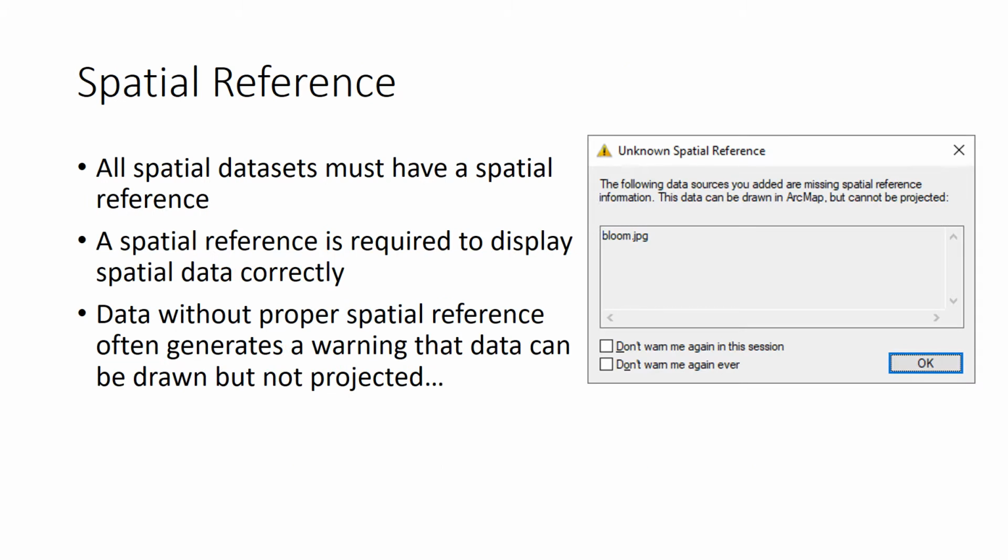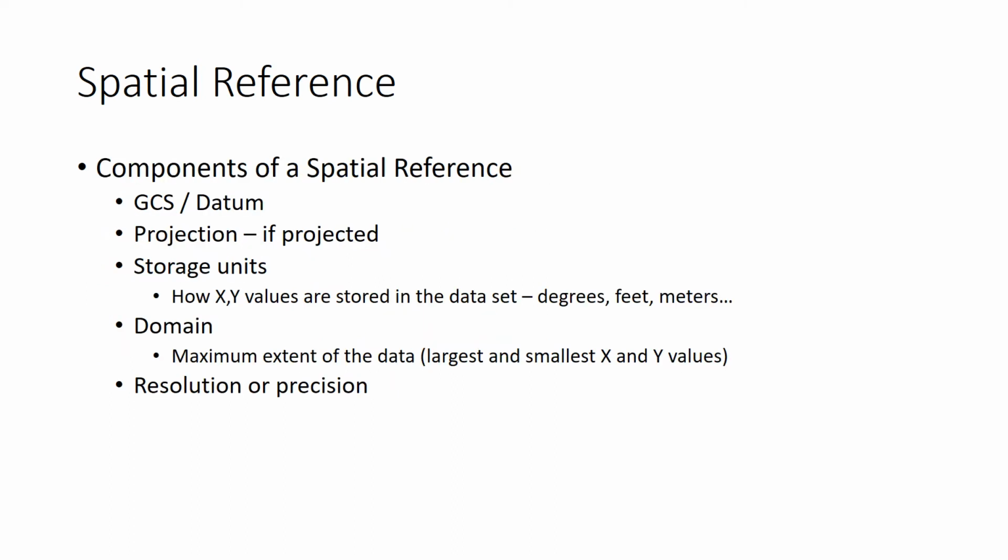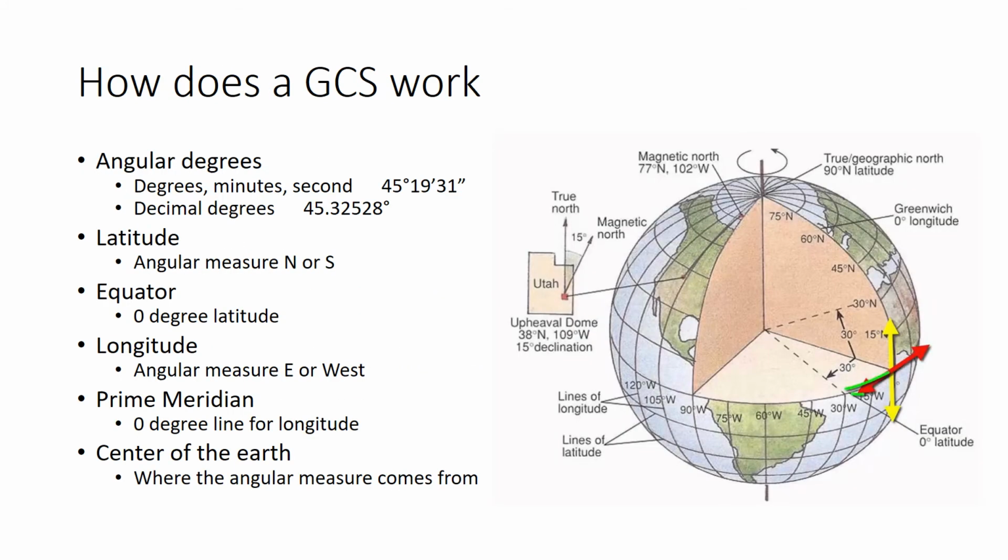Spatial reference is basically all the information that you have to have in order to make something project properly. And here's what that includes: your datum or your GCS, your projection if it's projected, your storage units, your domain, and your resolution. How do GCSs work? Here it tells you.